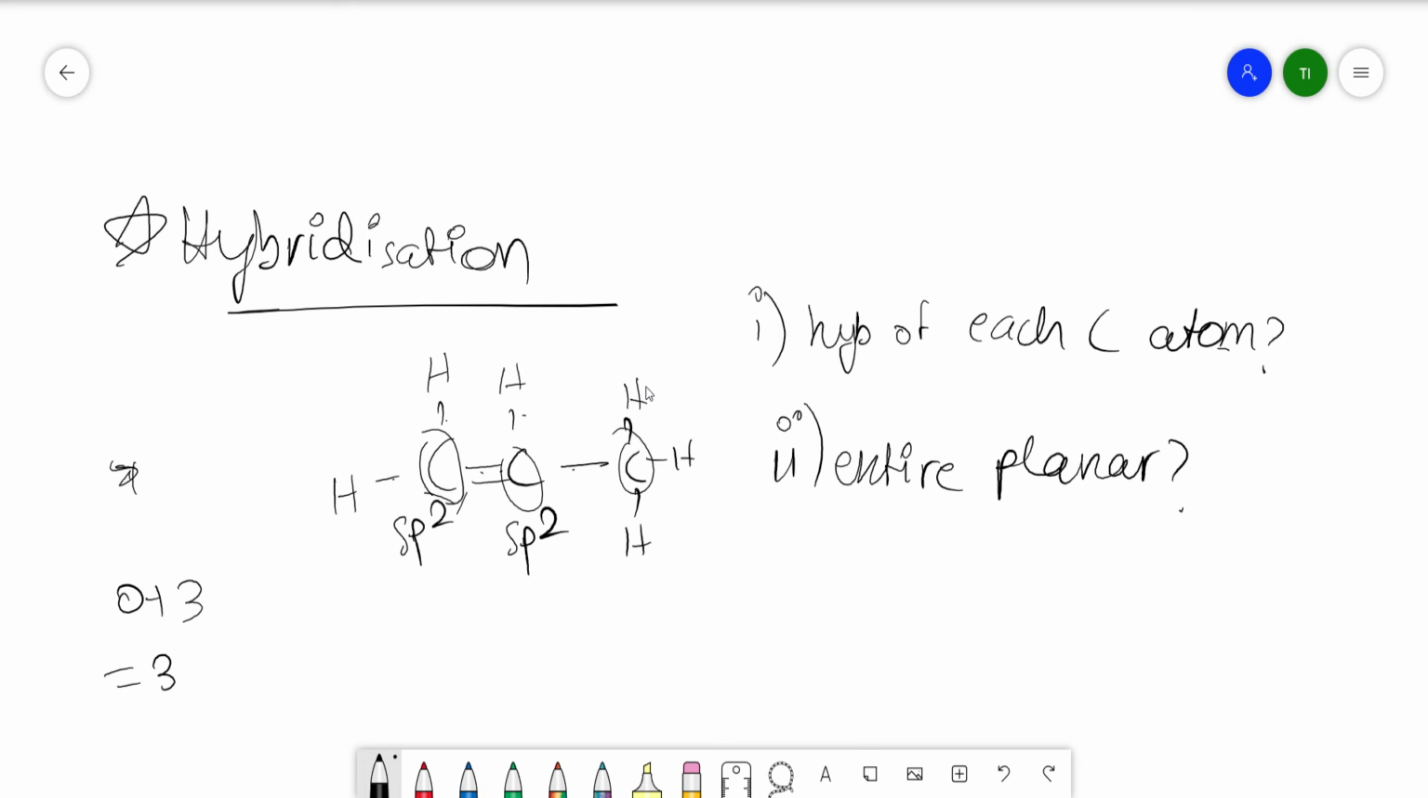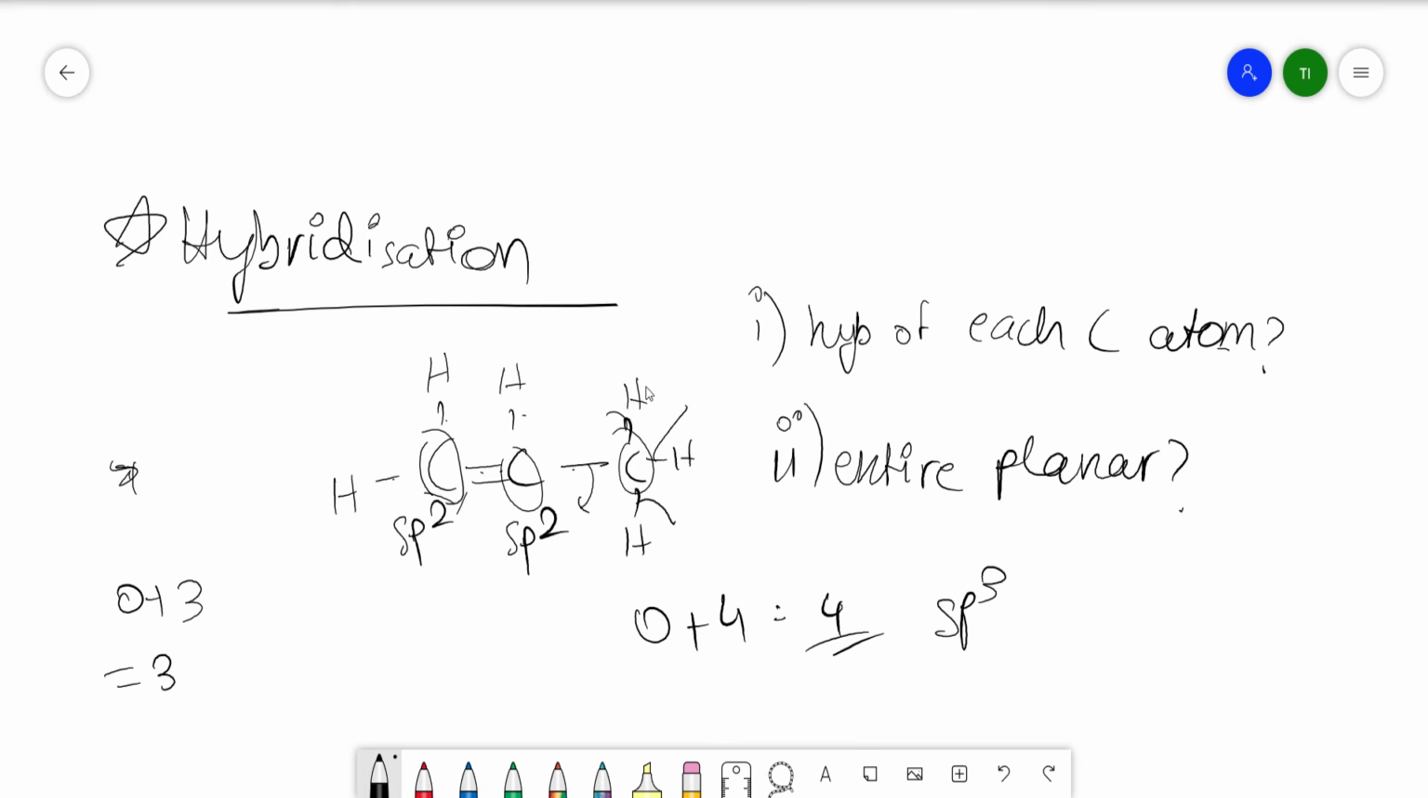What about for this carbon atom? You see that the number of lone pairs available is again 0, plus the number of sigma bonds: 1, 2, 3, and this is also a sigma bond because it's a single bond, so 4. Therefore the steric number for this is 4, and when the steric number is 4, the hybridization is sp3. Okay, now what about the second question? Is the entire molecule planar? If you guess no, then you're right.